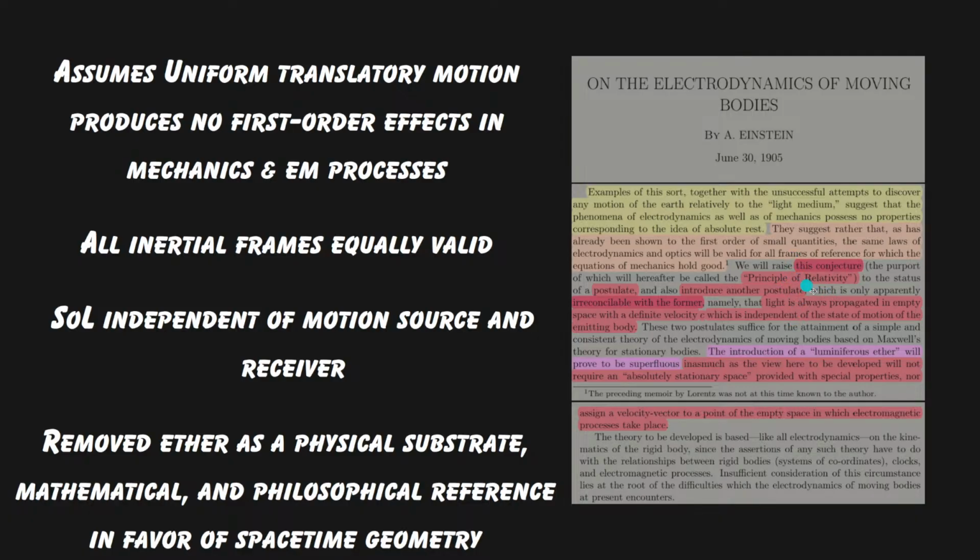But primarily here he's saying that the important takeaway is to the first order. He's saying that if you were to try to measure uniform motion using light, you wouldn't be able to do it. And he asserts that all inertial frames are equally valid.